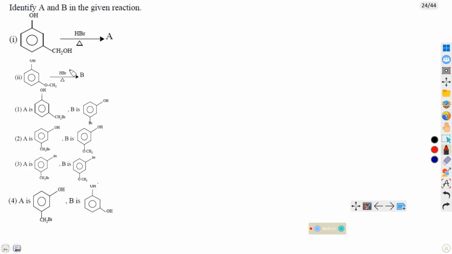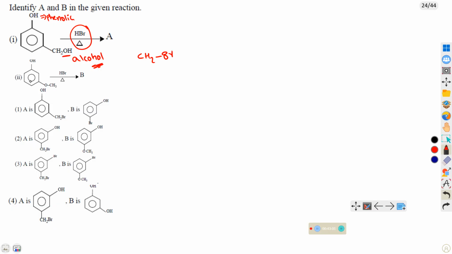Identify A and B in the following reaction. Okay. The first reaction, the compound reacts with HBr. This is the phenolic OH group. The phenolic OH group is unaffected by HBr. This is the alcohol group. The alcohol group is affected by HBr and it is converted to CH2Br. The phenolic OH group is as it is. Converted to CH2Br. After that, second, phenol OCH3.